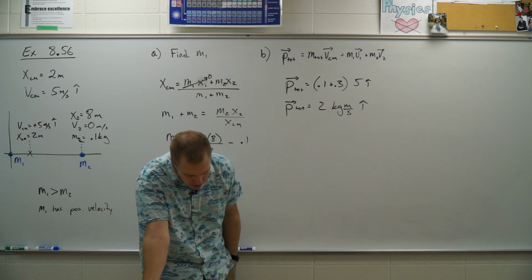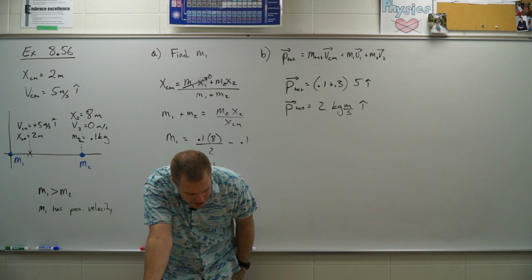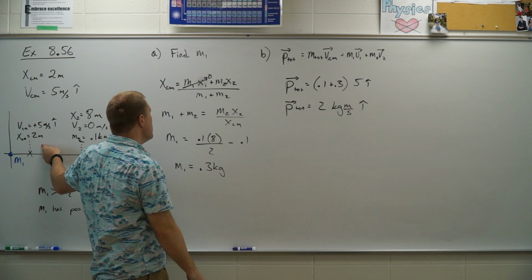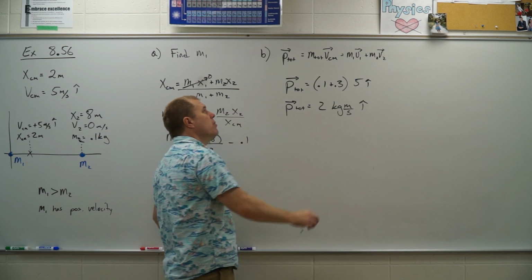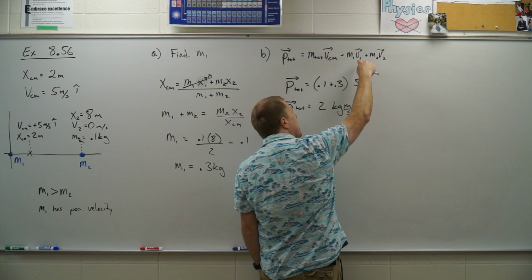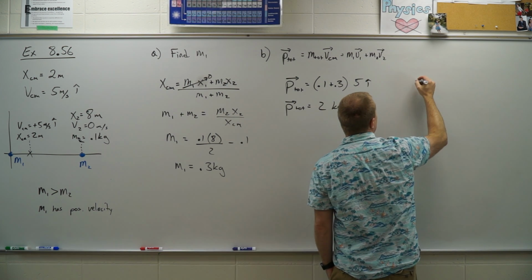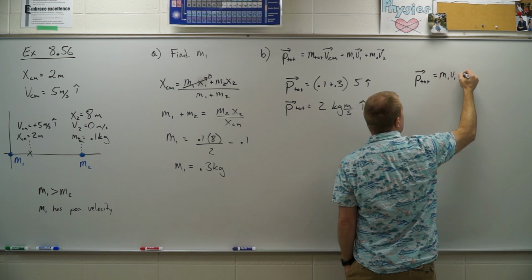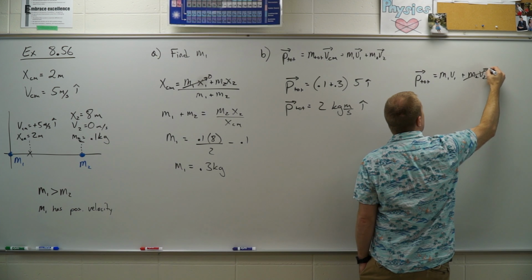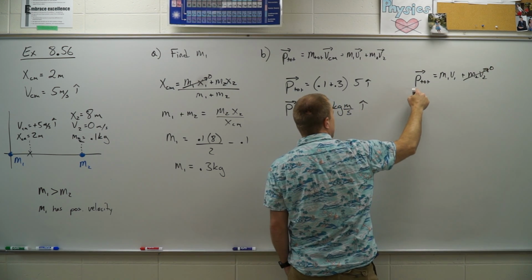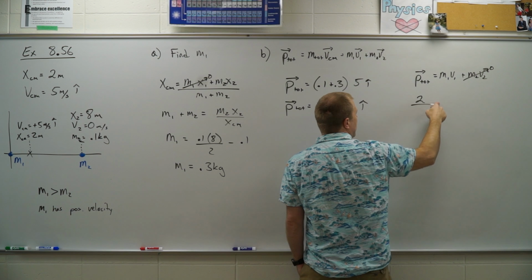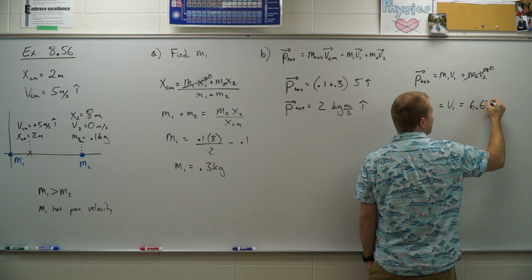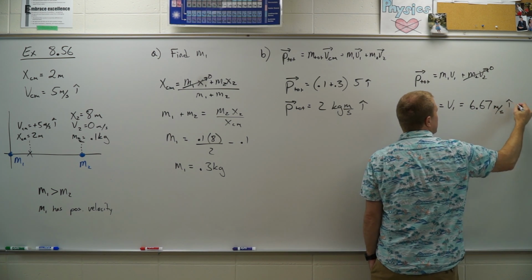Part C wants to know, what is the velocity of the particle at the origin? Okay, so now I want to find V1. I already know V2. Well, if I know the total momentum, can I find V1? Yes, so let's go ahead and do that. So I have the total momentum is equal to M1 V1 plus M2 V2. V2 was 0 because the object was at rest, so I take the total momentum 2 divided by M1, which is 0.3, and so I get V1 is going to be 6.67 meters per second i hat.